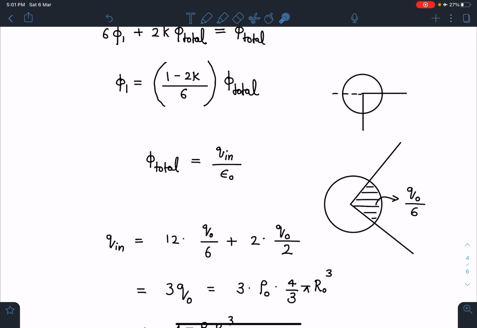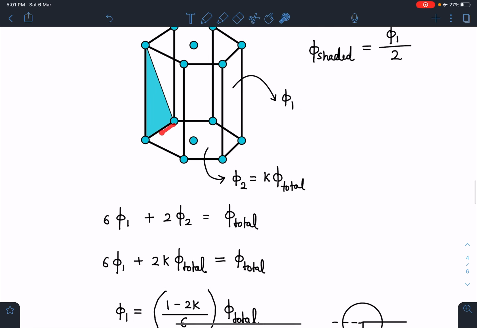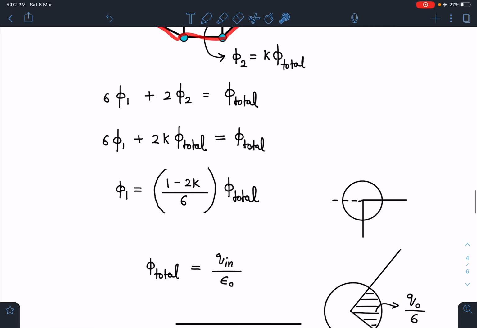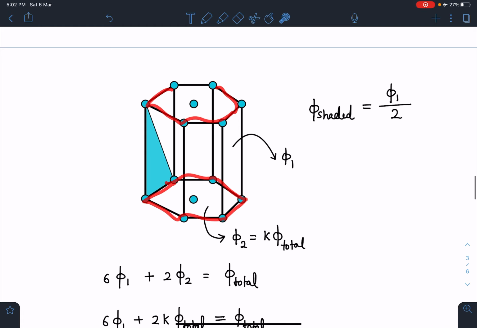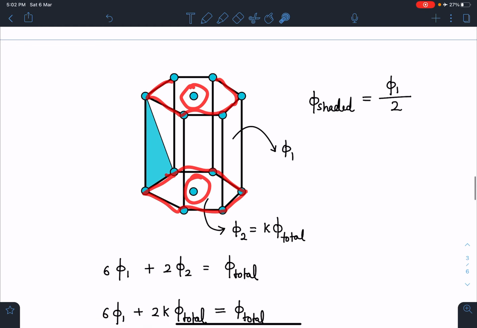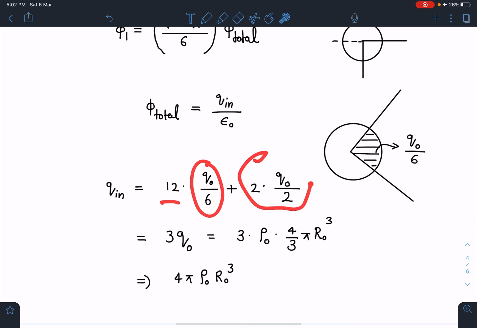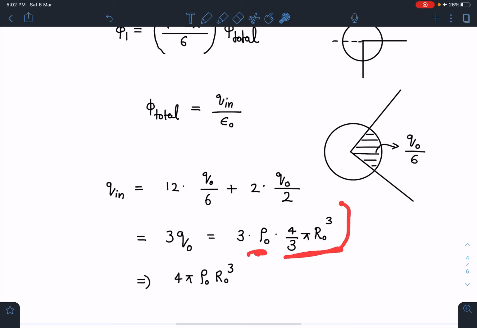So now I can easily write the total charge inside this prism. Now for these corner charges, there are 12 such charges here. So 12 times, and its fraction inside is 1/6. So 12 times q naught by 6, and there are 2 here, and their half fraction is inside the prism. So 2 times q naught by 2. So when I simplify, I'm going to get total charge as 3q naught, and this q naught I can write as charge density multiplied by volume of the sphere. So when I simplify this, total charge inside is coming as 4 pi rho naught R cube.